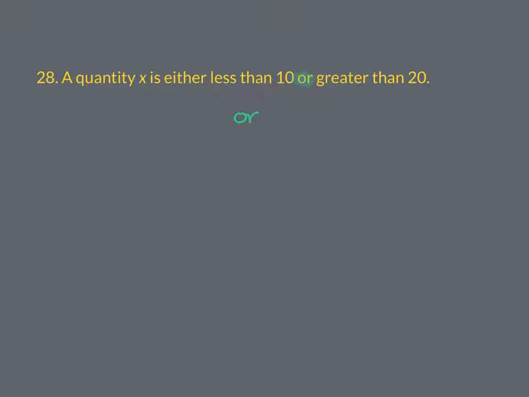So it says x is less than 10. So I'm going to write x less than 10. Then it says x is either less than 10, and it says x is greater than 20. So x is greater than 20. And that is my mathematical statement.